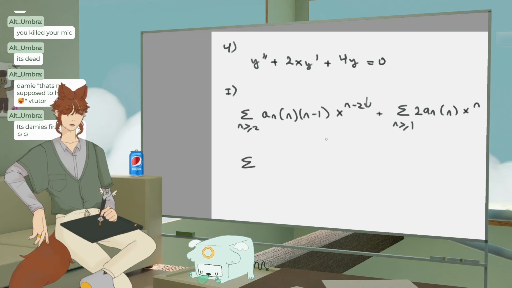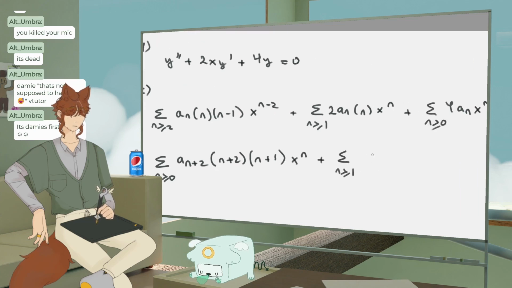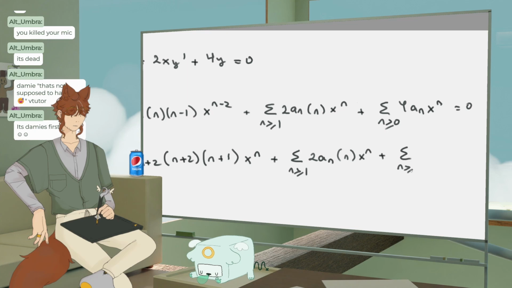Okay, so this will be n greater than or equal to 0, which is lovely. a_(n+2), and I'm reindexing for n equals n plus 2, so I'm using the same variable. And then we're going to add 2 to this, so (n+2)(n+1) x^n. And this one we'll have to orphan a term, but I'll do that on the next line. It's a little easier to see.